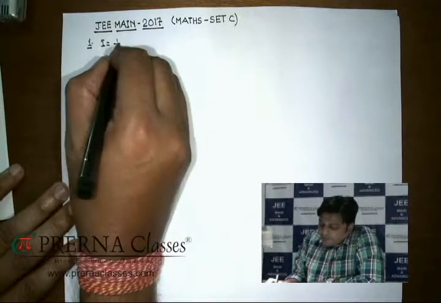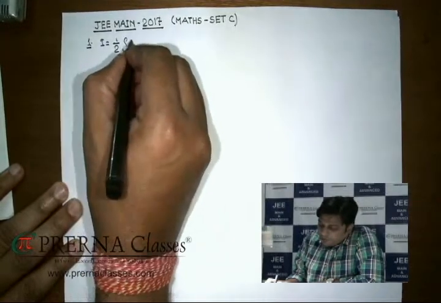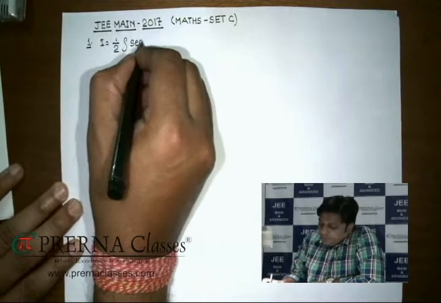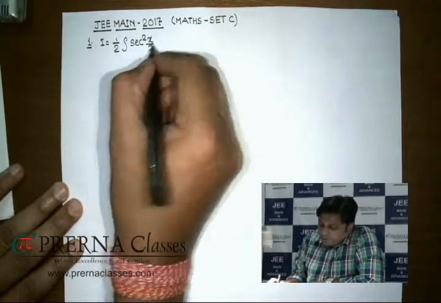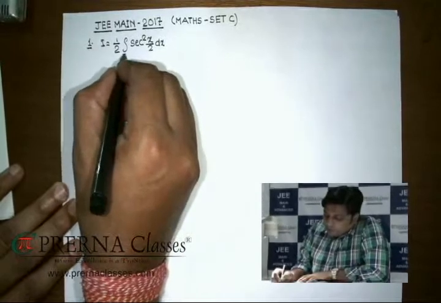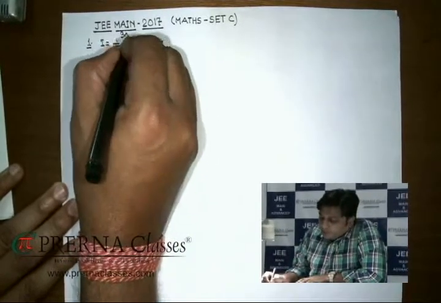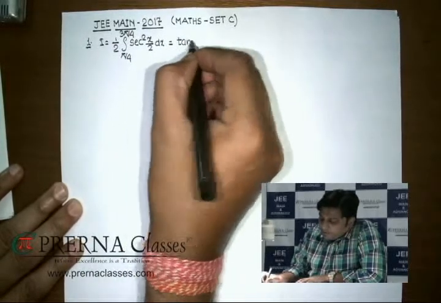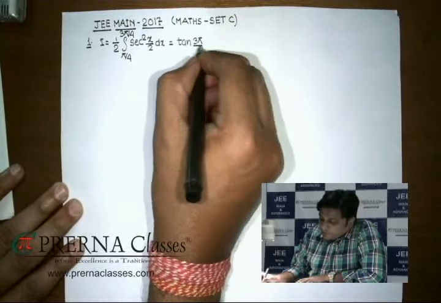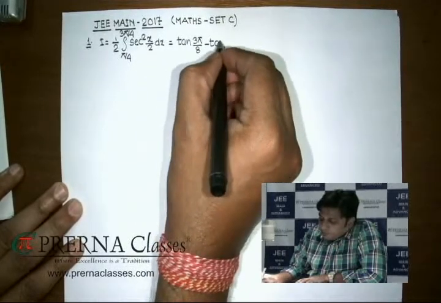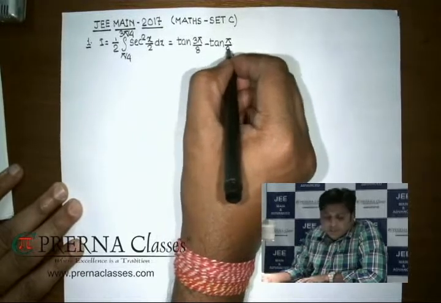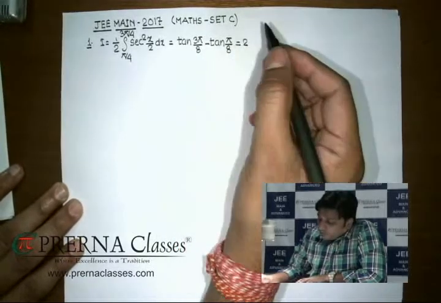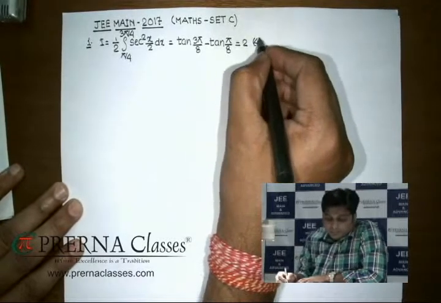We can rewrite that integral as equivalent to half of the integral of sec square x by 2, from pi by 4 to 3 pi by 4. This, when computed, will give you a value of tan 3 pi by 8 minus tan pi by 8, which is going to match with the option 4 of that particular set.